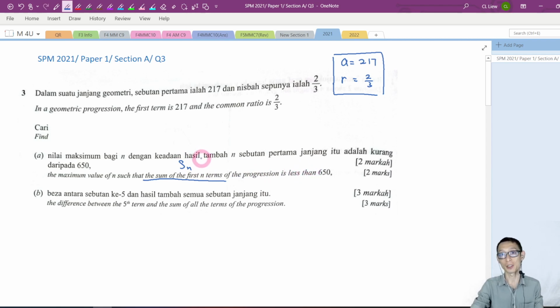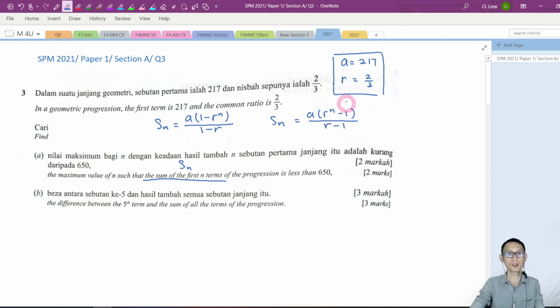So we have two formulae for Sn. The first one is Sn equals A times 1 minus R power n over 1 minus R. Another formula is Sn equals A times R power n minus 1 divided by R minus 1. Since the given R is 2 over 3, which is less than 1, I will be using the first one. Actually, if you use the other one, you will still get the same answer, just need to be more careful.